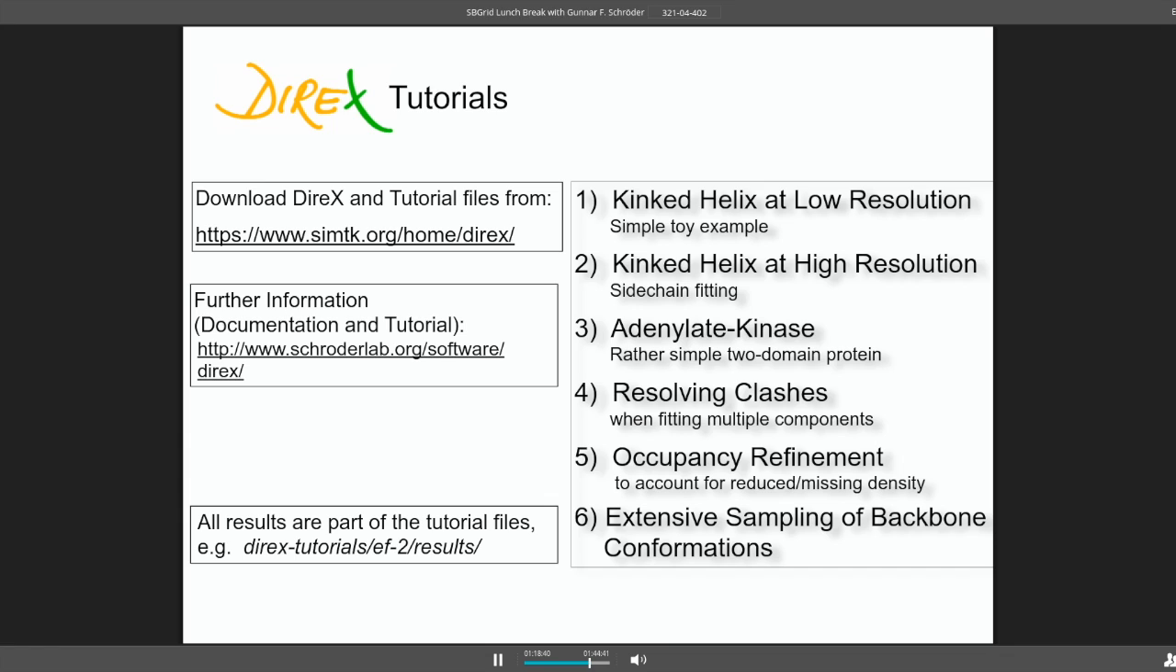Those tutorials are different in difficulty, I would say. You start with a very simple Kinked Helix at low resolution, and I will look at this in a second. This runs very quickly, and it gives you very quickly an idea of how DireX works. And then there are some other examples that I briefly mention later on.